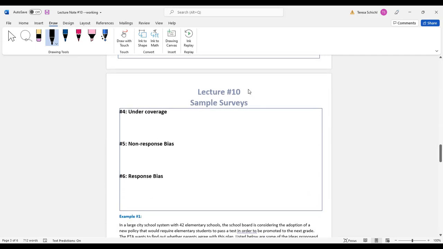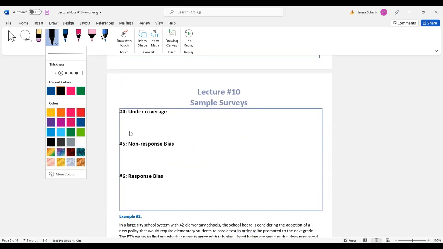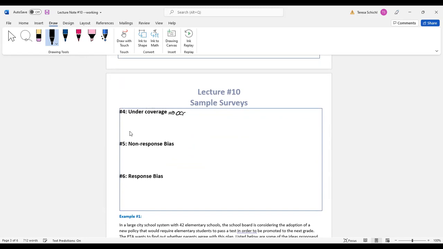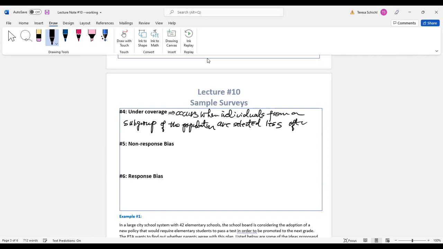Next, undercoverage. This is very similar to what we call a bad sampling frame. It occurs when individuals from a subgroup of the population are selected less often than they should be.